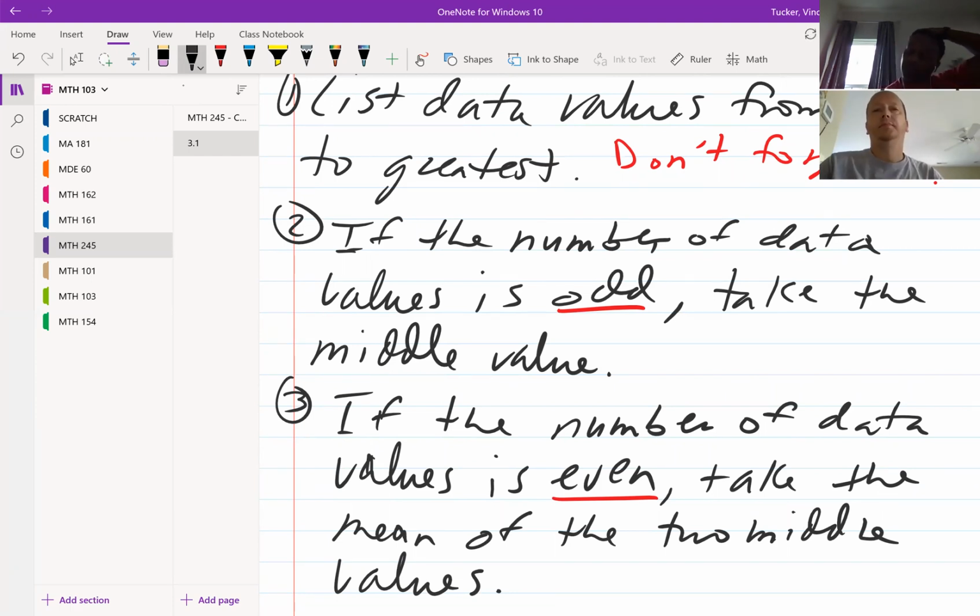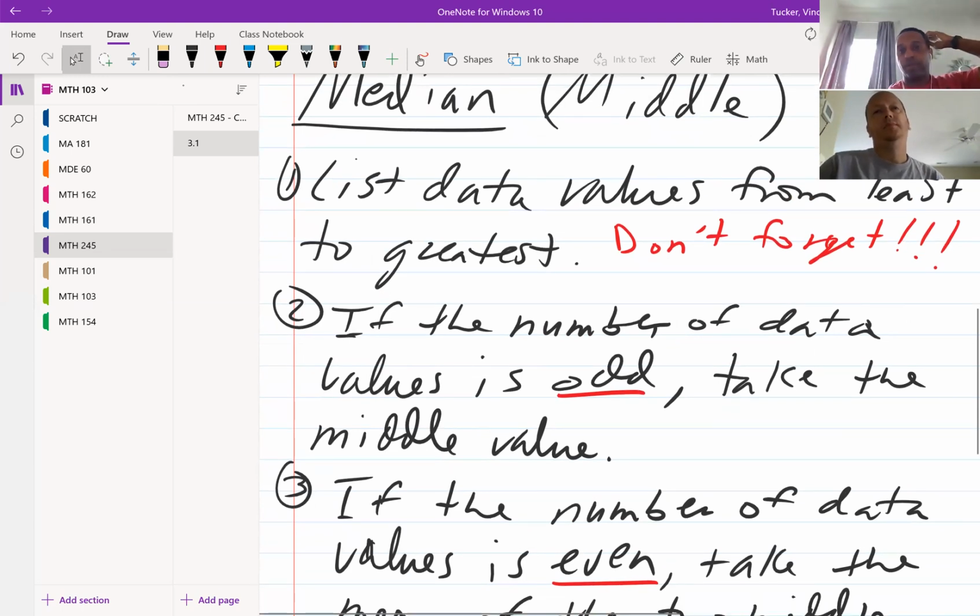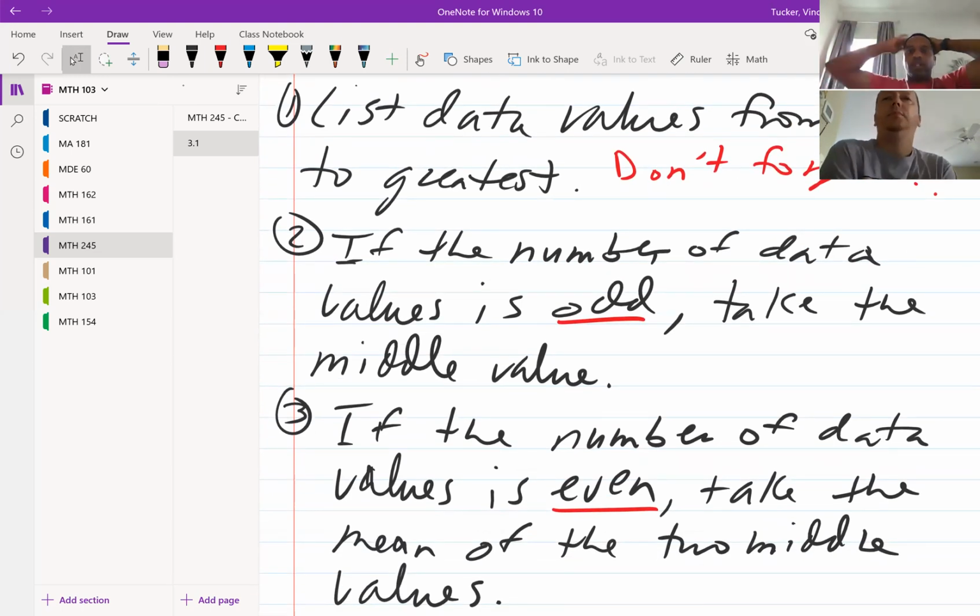All right, so we're looking at our median, which represents the middle value. So we're gonna list our data values from least to greatest. Where a lot of people make a mistake on this one is that they forget that first step. So please don't forget the first step or it will not come out correctly.